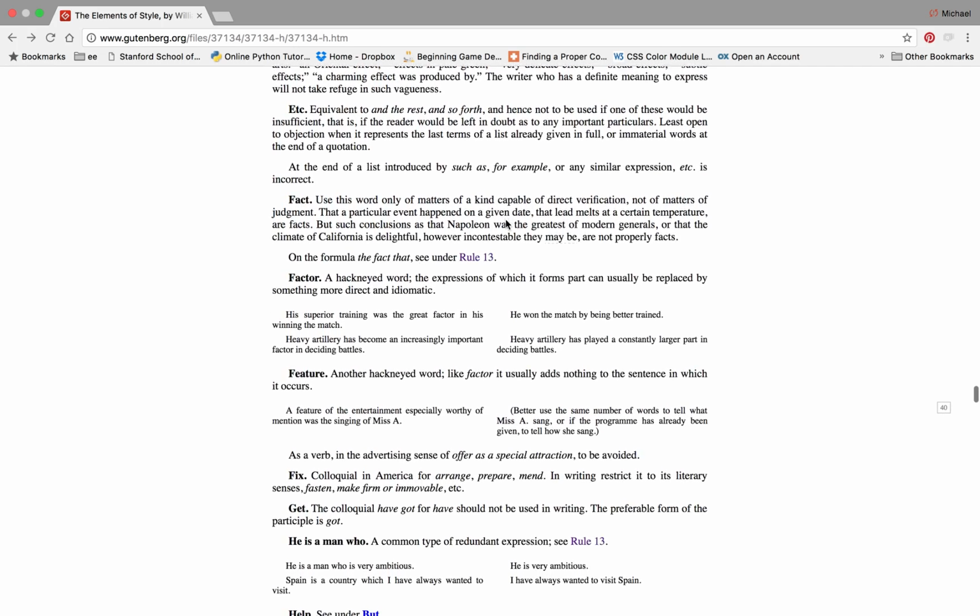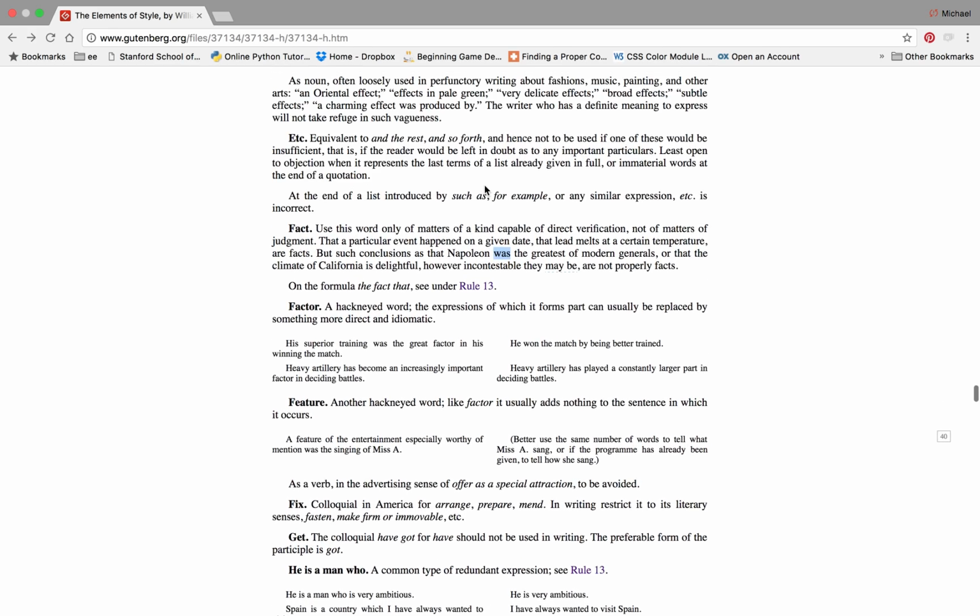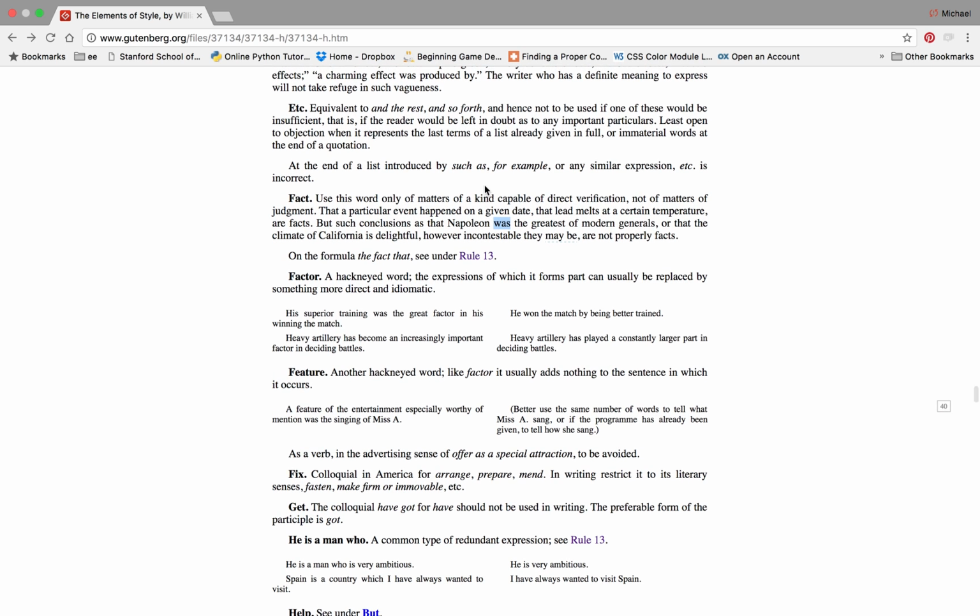I love how there's a little humor in the way that a lot of these really talented, older writers write. A lot of these guys from way back in the day, their humor is just wrapped up in these funny sentences. The writer who has a definite meaning to express will not take refuge in such vagueness. It's really funny what they take super seriously, and also how well they're able to put their wording. Even when they're being snarky or silly, I think there's humor if you look for it in a lot of these.